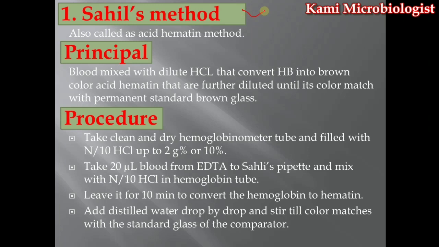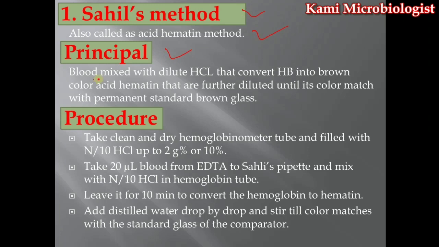So Sahli actually described a method through which they determine the hemoglobin. Now this method is also called the acid hematin method. Why? Because in this case HCl is used. Now what is the principle of this method?